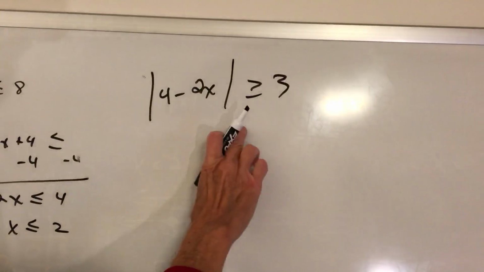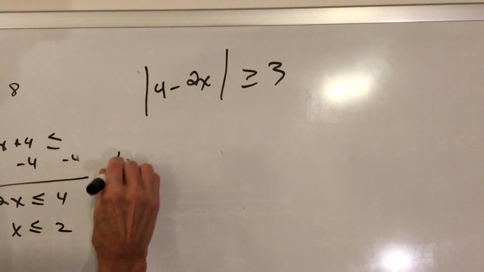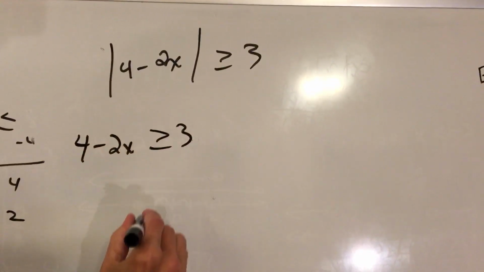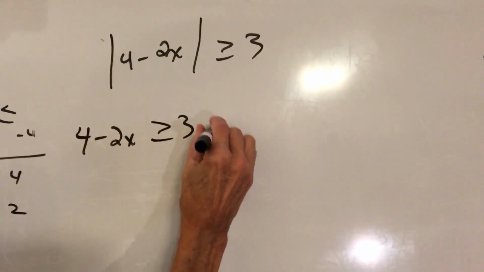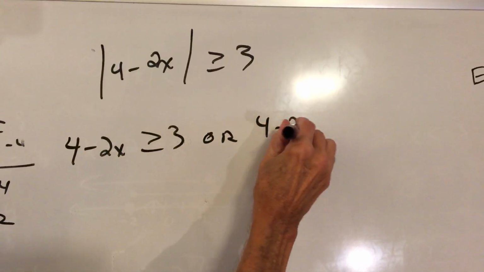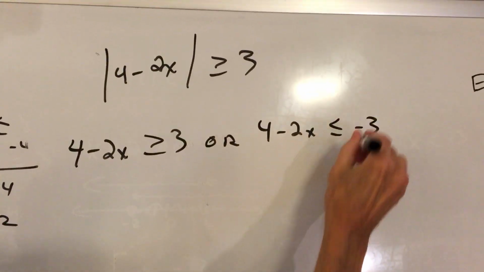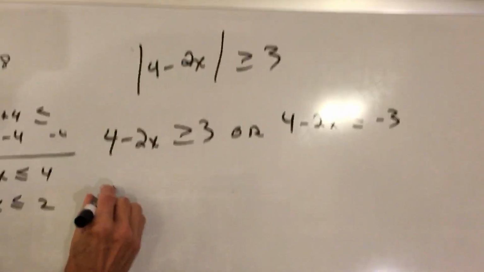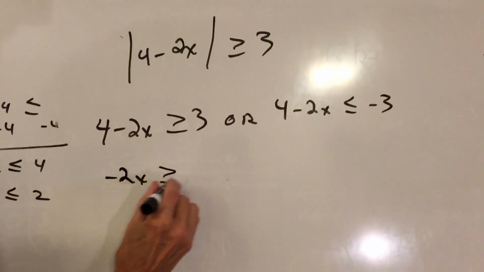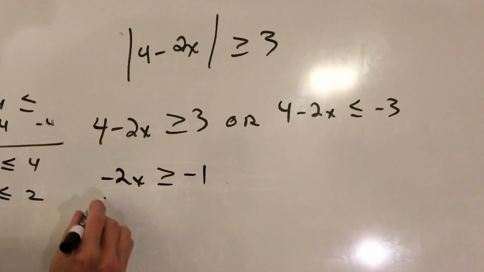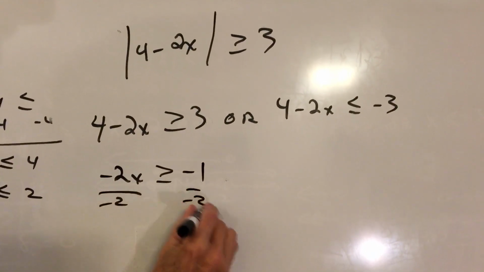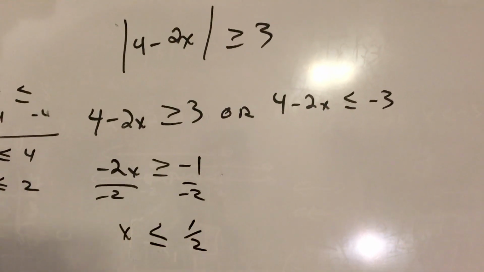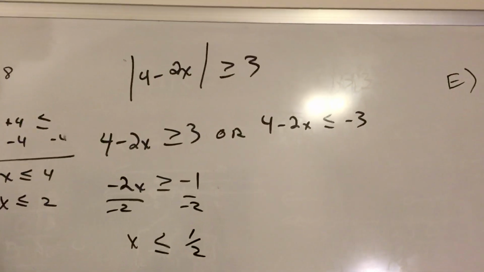Here we have this, that's greater than, so it's 4 minus 2x greater than or equal to 3. Greater than makes it or, less than or equal to -3. Subtract 4, divide by -2. When you do that, you change the inequality. So x is less than or equal to 1/2.